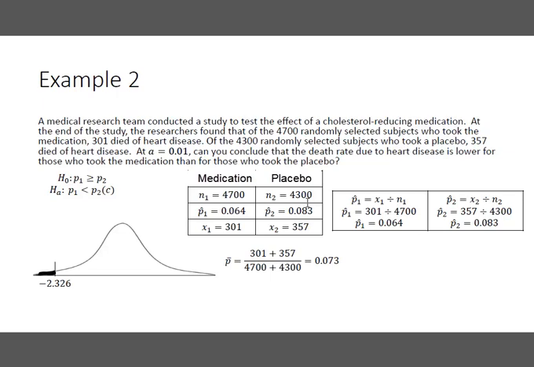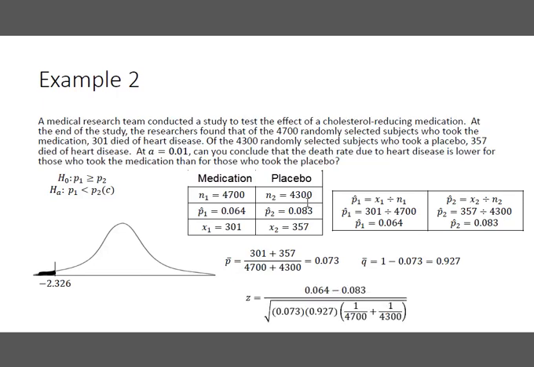Let's start by getting the overall percentage, or the weighted percentage. So add up the two X values, add up the two sample sizes, divide them, and you get 0.073. Subtract that from 1 to get the opposite of that, which is going to be Q bar, and that's going to be 0.927. Certainly, last but not least, we are going to calculate the test statistic.